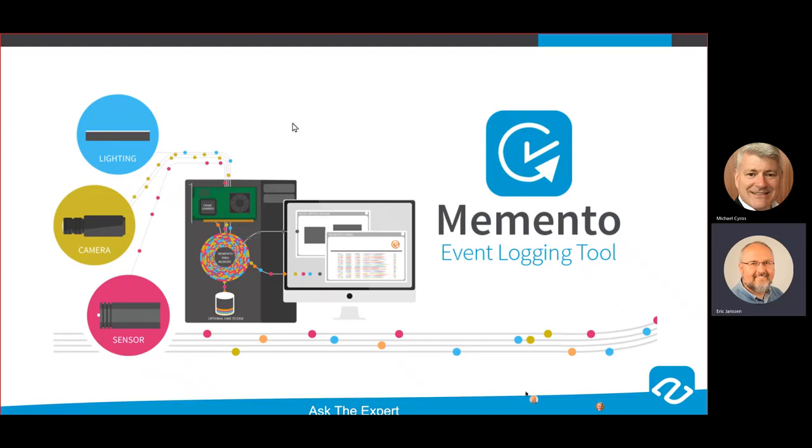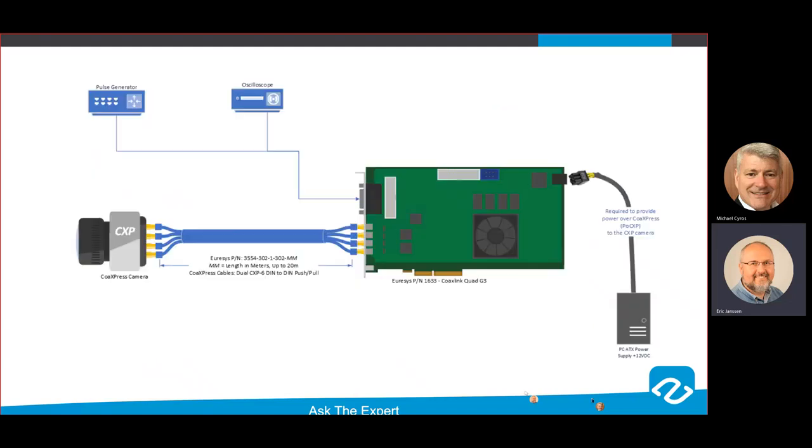To answer your question, we have done a small setup where we have a pulse generator providing about a 500 Hertz signal, and an oscilloscope to check the signal. We send this to an IO line of the frame grabber, which is then used to synchronize the camera. And we will do this recording inside Memento.